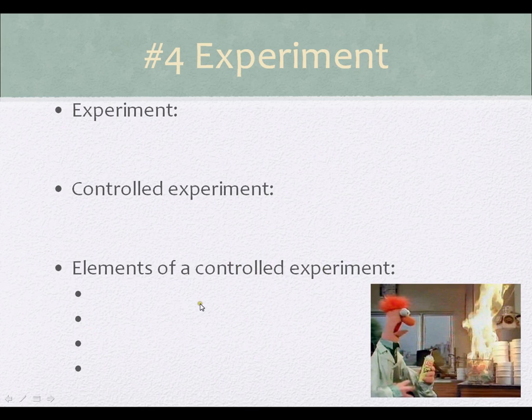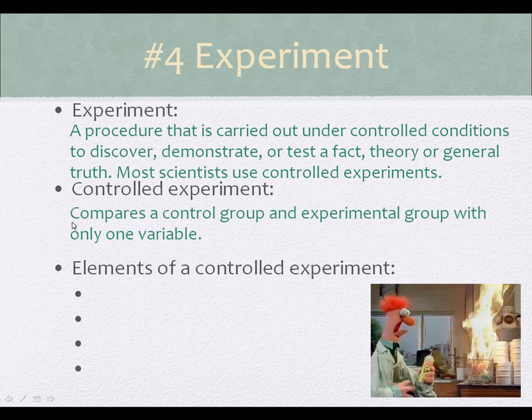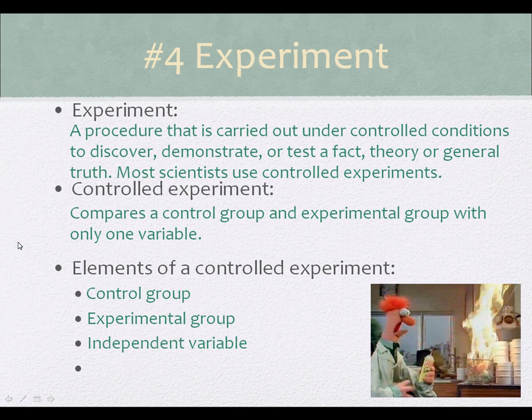So you set up your experiment. It's a procedure, under controlled conditions, to discover, demonstrate, or test a fact, theory, or general truth. A controlled experiment is what we're concerned with most often. This has a control group that can be compared with an experimental group and has only one variable. So here are the elements of a controlled experiment. You have a control group, an experimental group, an independent variable, and a dependent variable. This is all coming back, isn't it?